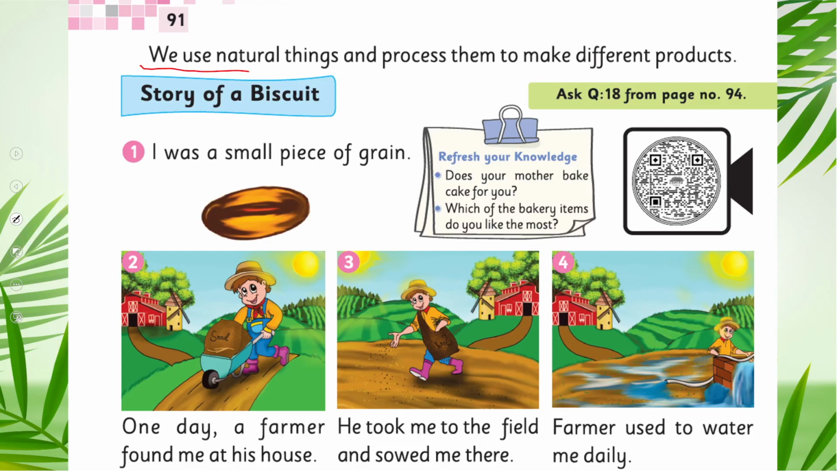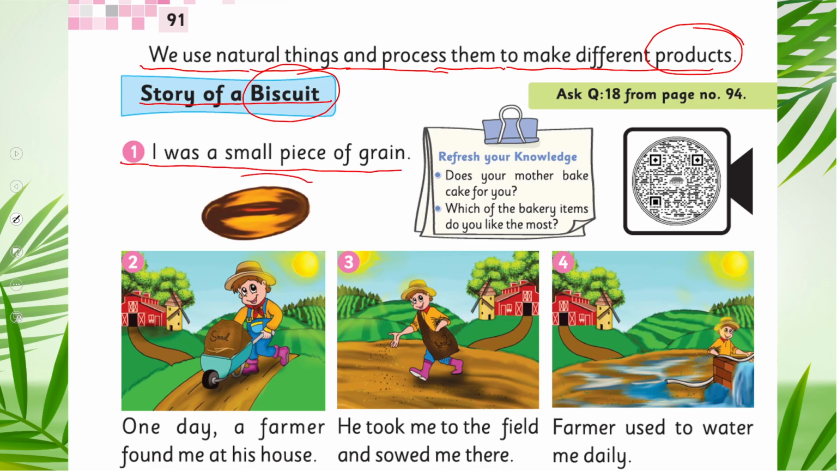We use natural things and process them to make different products. Story of a biscuit. I was a small piece of grain. One day, a farmer found me at his house. This is the farmer. He took me to the field and sowed me there. Then he put the grain inside the land.